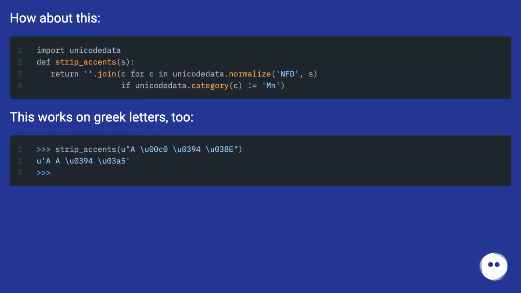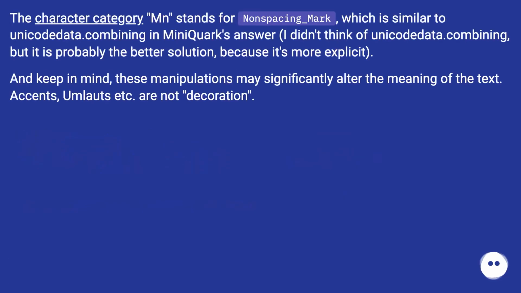How about this? This works on Greek letters, too. The character category, Mn, stands for non-spacing mark, which is similar to unicodedata.combining in MiniQuark's answer. I didn't think of unicodedata.combining, but it is probably the better solution, because it's more explicit.